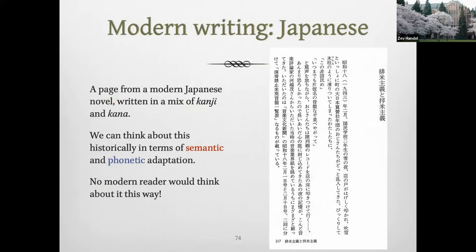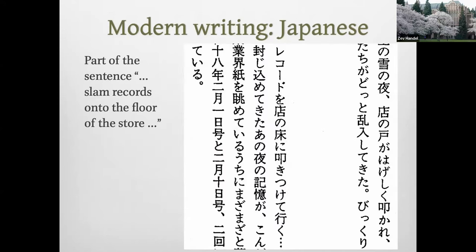If you look at a modern piece of Japanese writing, from my perspective, I would look at it differently than an ordinary Japanese person would, because I have this historical perspective. So if we zoom in on part of this, what we see here are abbreviated Chinese characters. These used to be full Chinese characters. They've been abbreviated because they're used for sound value only. And here they are writing the Japanese syllables rekodo, which is the Japanese word for record, borrowed from English.